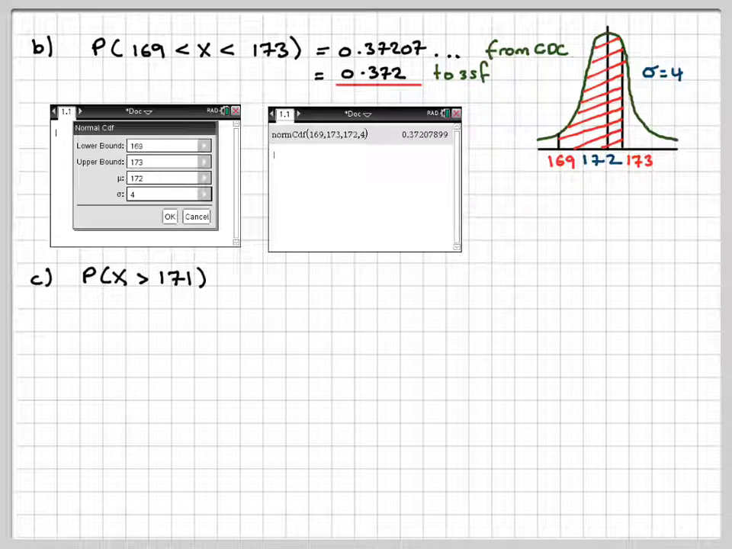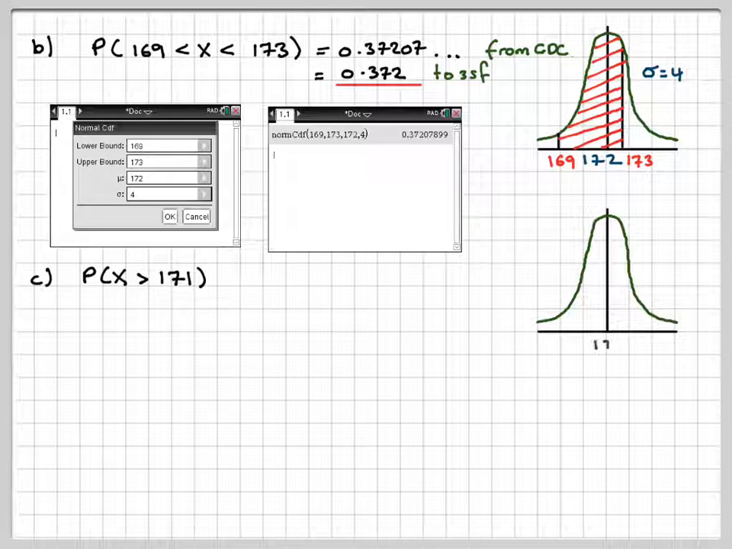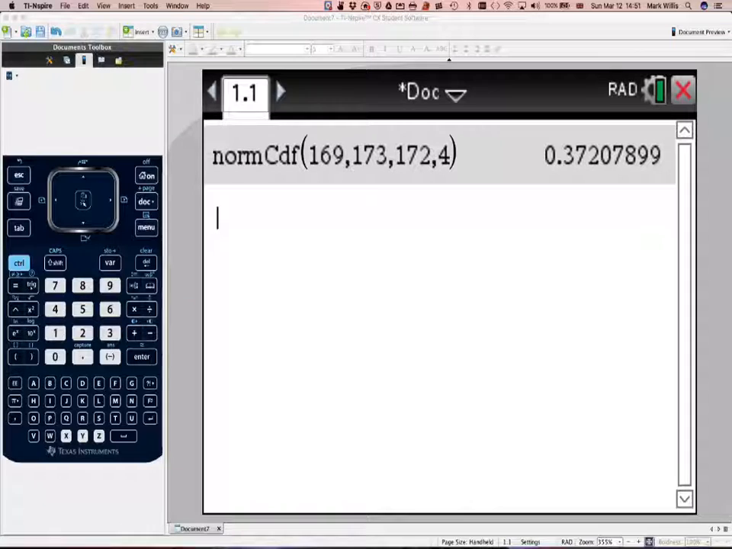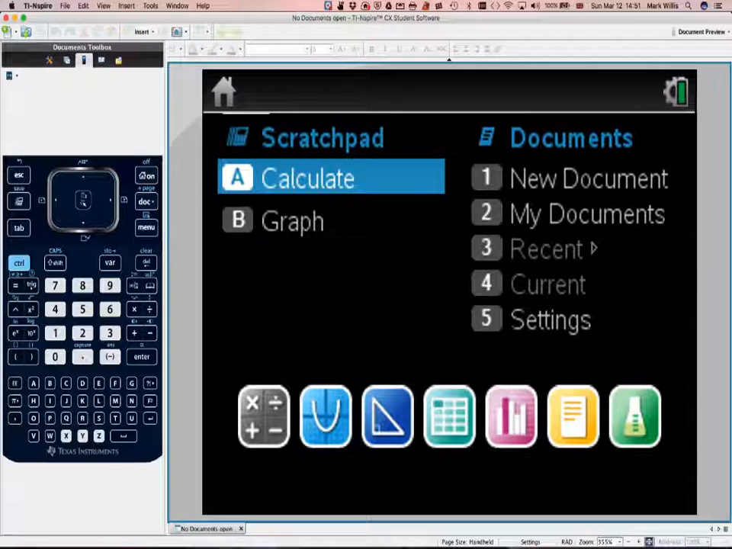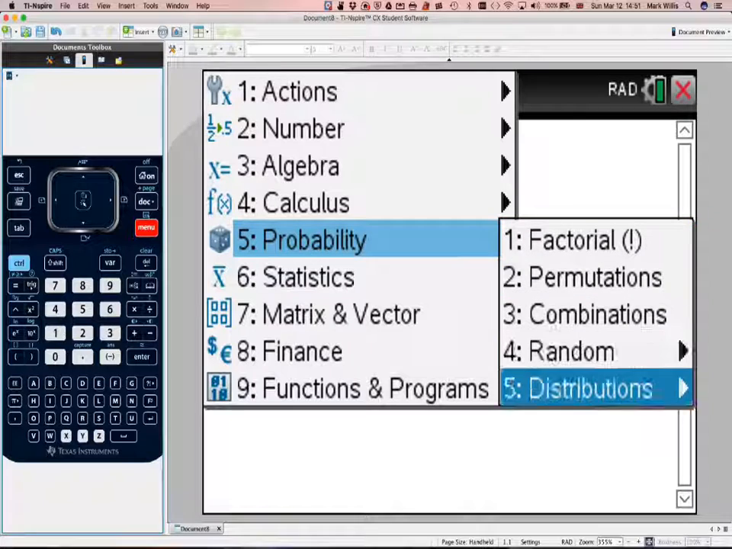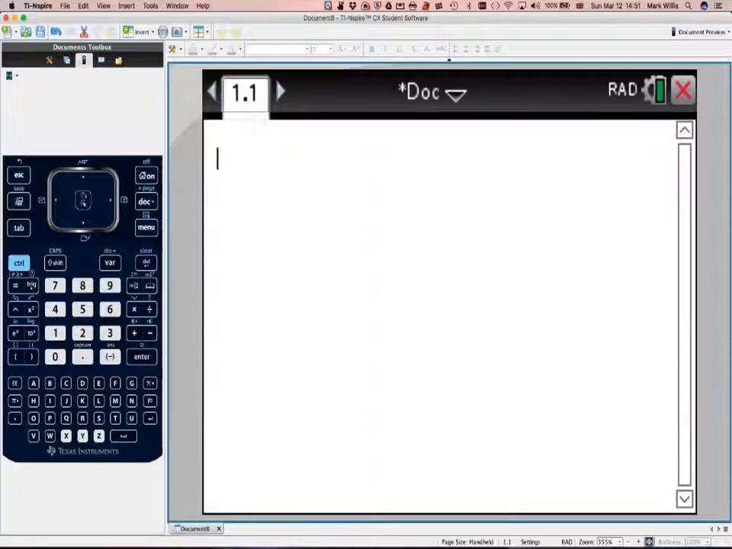Finally, we wanted the probability to be bigger than 171. Again, if we draw our normal distribution, okay, 171 is over here, and we want more than, so we shade that bit. So we want from 171 to plus infinity, which we put as 9E999 on our GDC. So going to our GDC, in order not to be confused, I'll just do a new one. So calculation mode, menu, 5 probability, number 5 distributions, normal CDF.